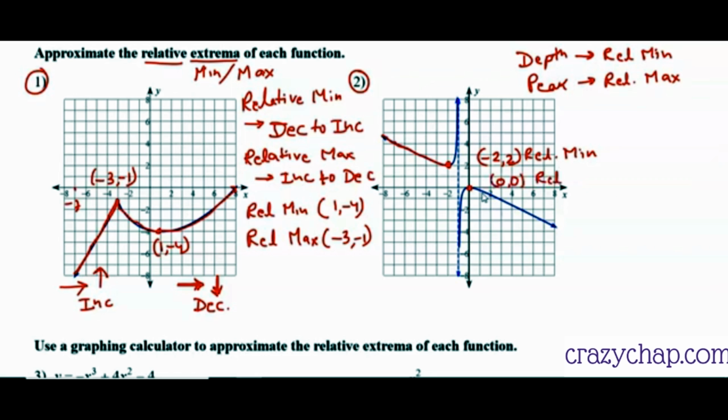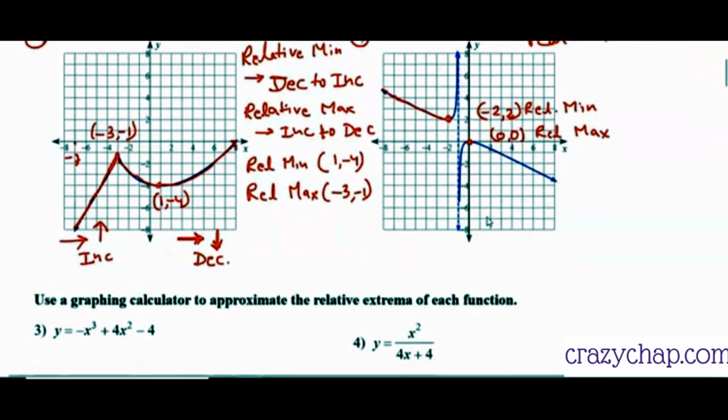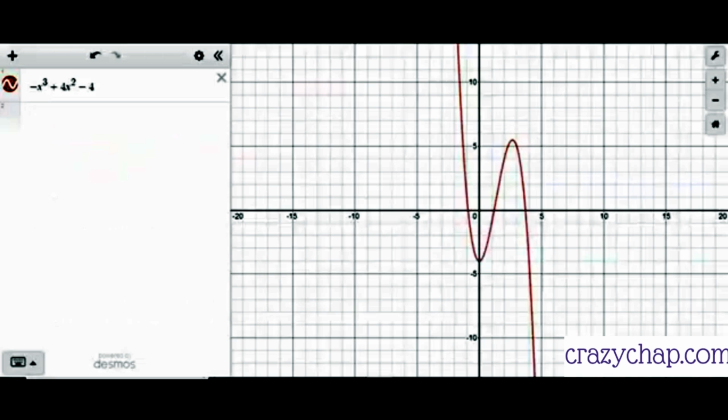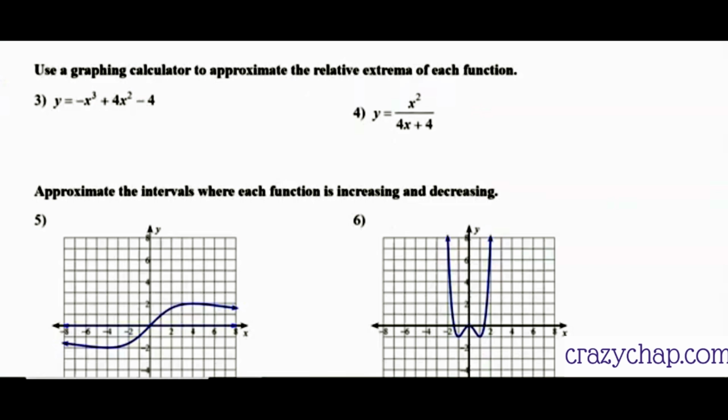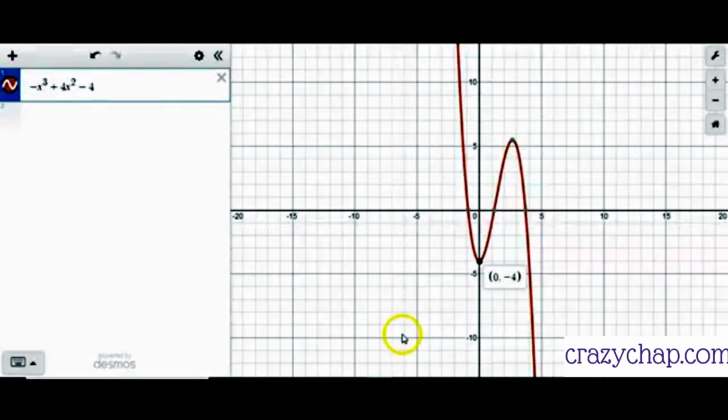Now in this graph, the peak is 2.7 comma 5.5, right? So that is the relative maximum, 2.7 comma 5.5. That is the relative maximum. Okay. Similarly, we'll draw number 4.